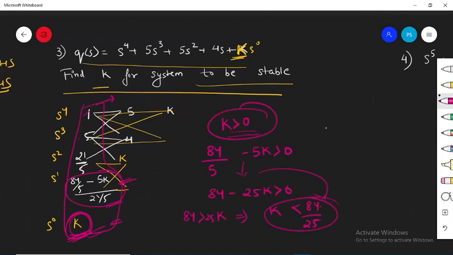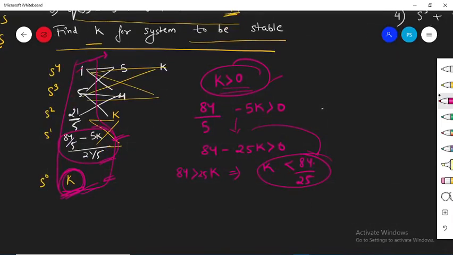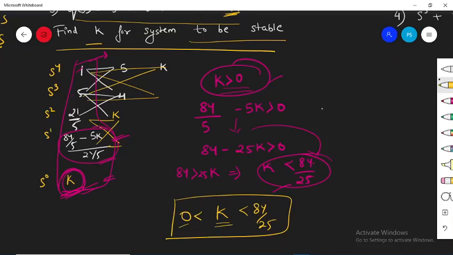So we can also write this, if we club both these equations together, what will come? We'll get that k should be less than 84 by 25 but it should definitely be greater than 0. So if this k lies in this range, whatever the value of k which is lying between 0 and 84 by 25, then we can definitely comment that the system is going to be a stable system. And this kind of stability, you can see that this stability is dependent on some parameter k.